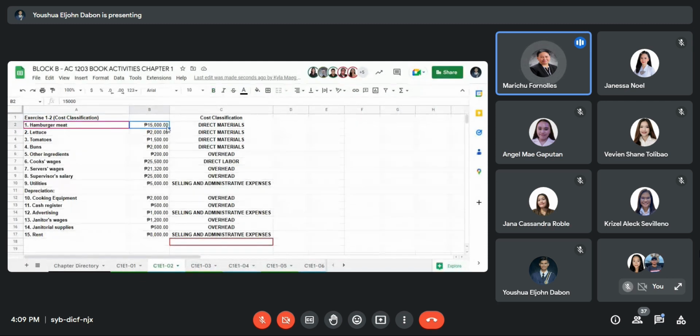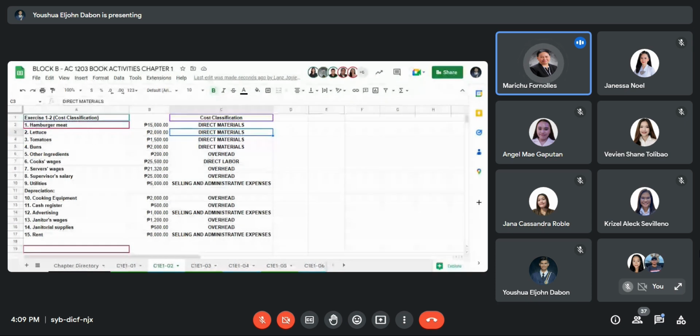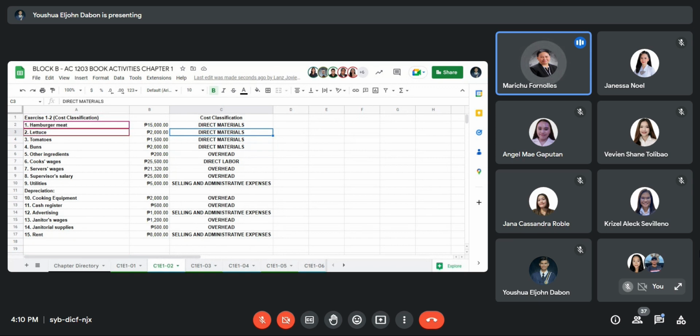Your answer to number 1 is direct materials. Correct. Number 2, you have to know first what kind of business they are operating, and then take note of the functions of each of their personnel so that you will be guided in classifying the costs that will be incurred by them. So they're producing hamburger, so we consider the hamburger meat as direct material cost.